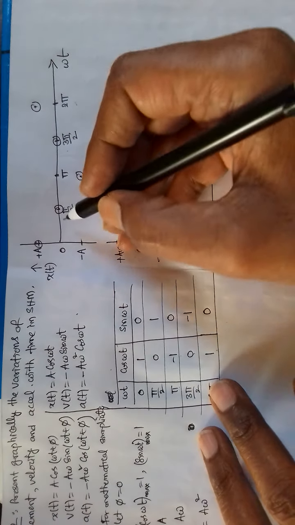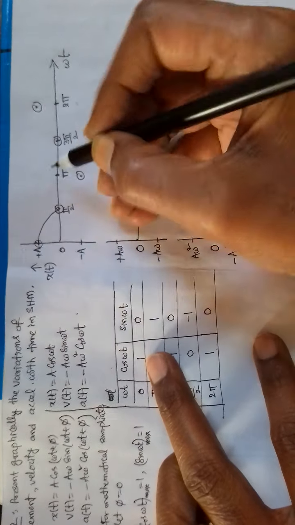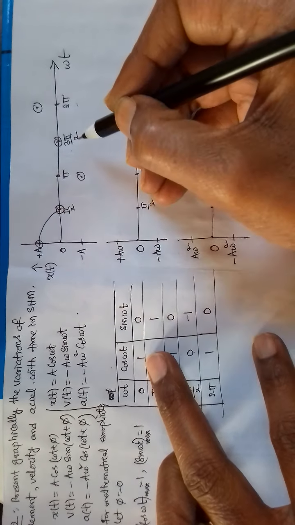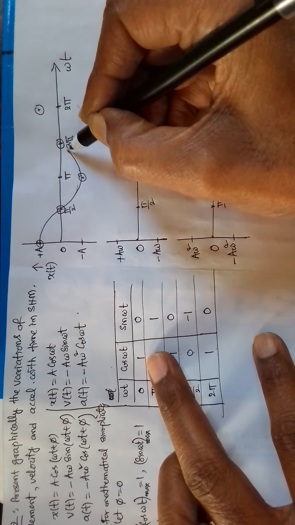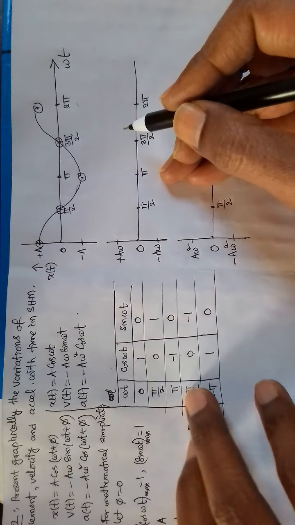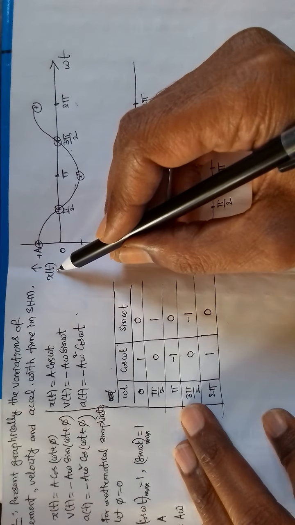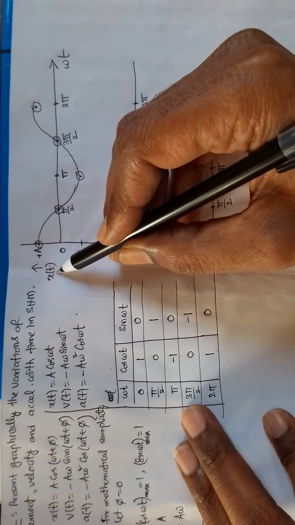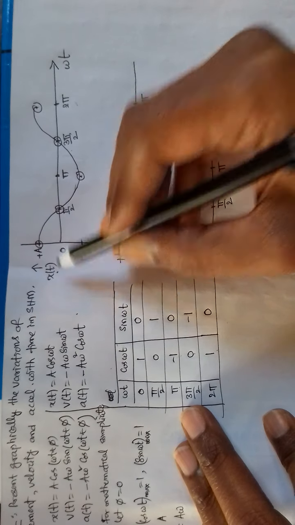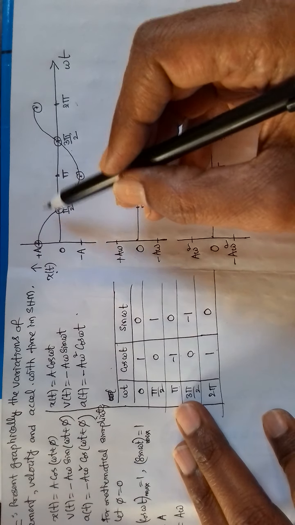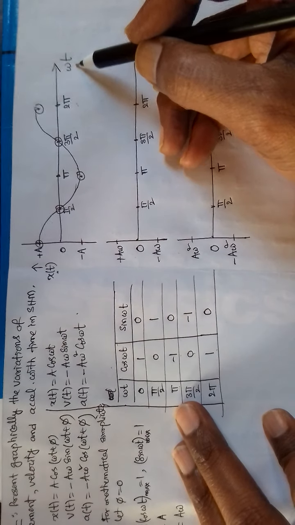Now let us draw a curve joining the points. So this graph represents the variation of displacement of the projection point which is executing simple harmonic motion, the variation of displacement of SHM with time.